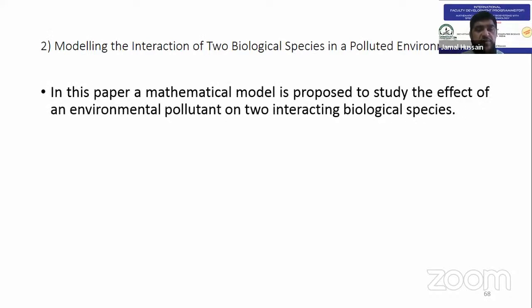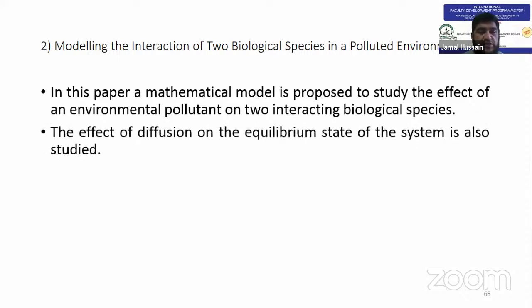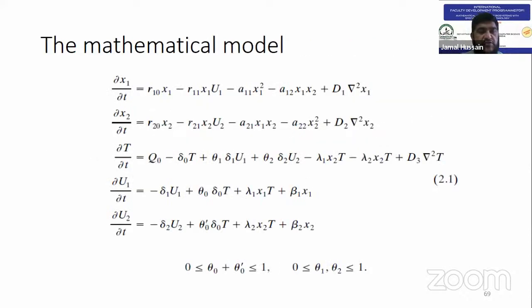So what we have done in this paper, a mathematical model is proposed to study the effect of environmental pollutant on two interacting biological species. This is what we have done. The effect of diffusion on the equilibrium state of the system is also studied. Okay, fine. So this is the model. You can see two species are there, X1 and X2, and environmental pollution T is there.